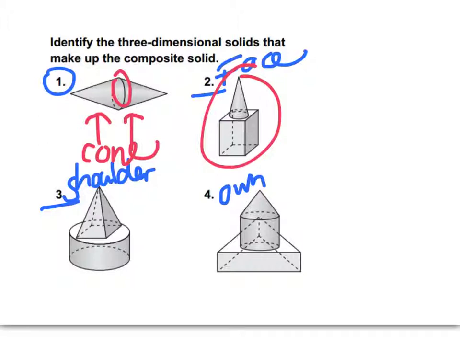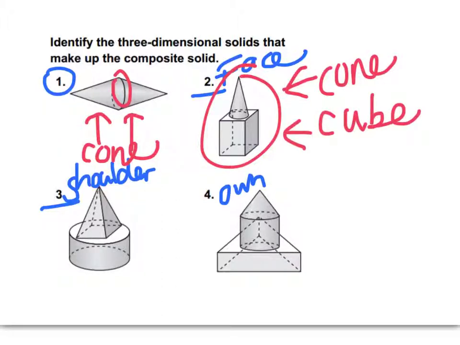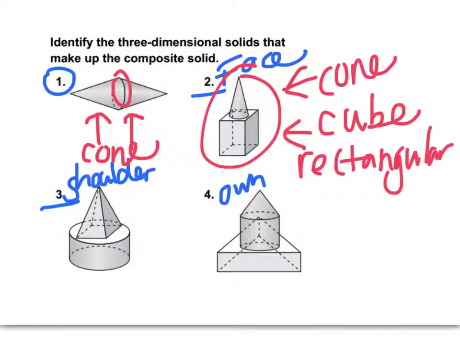Perfect. Let's go ahead and check it out. I am looking for cone on the top, and there's 2 options on the bottom. Some people are going to say cube. I mean, I would totally allow cube. It could be an option. Or a rectangular prism. Nice job, guys. Give yourself a star if you got that without any help.